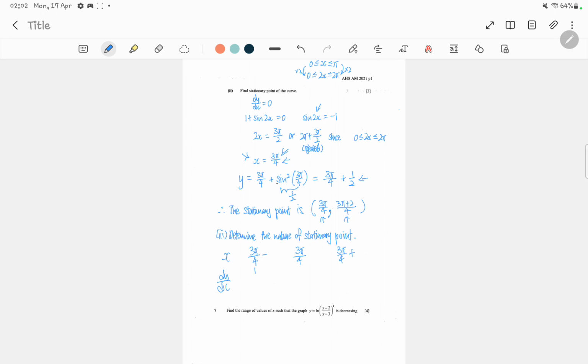After substituting this into dy/dx, you get that the gradient is positive, and this is obviously 0, and you get that the gradient over here is also positive. So this is how it will look like. This means that the stationary point is a point of inflection. So that concludes the question on question number 6.